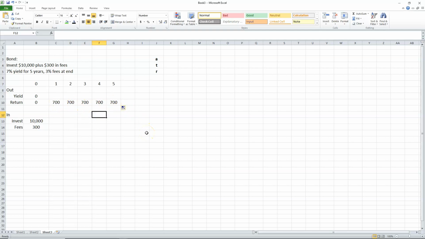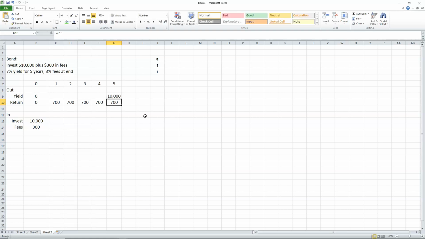Now the interesting thing happens in year 5. What happens in year 5? Well, in year 5, I get my $10,000 back. And what else happens in year 5? I have to pay fees. And so those fees are 3% times what my investment was, another $300. So how much am I netting every year?